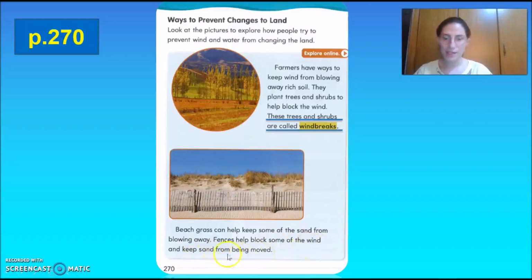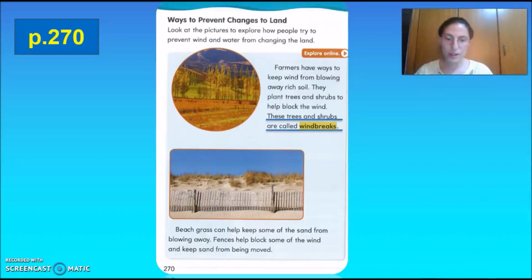Again, and then I'm going to explain. Beach grass can help keep some of the sand from blowing away. Fences help block some of the wind and keep sand from being moved. So they're telling us that the beach grass can help what? Keep some of the sand from blowing away. Why? Because the beach grass grows on the beach, and because it grows on the beach, it will grow on the sand specifically.